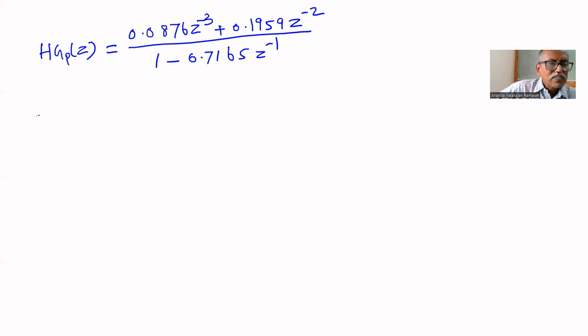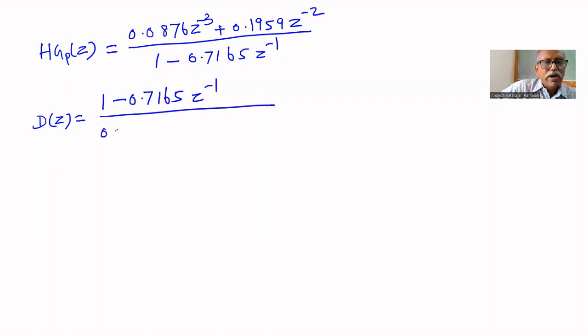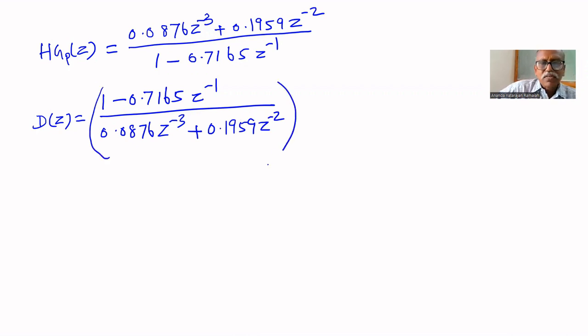Therefore, D of z, you have to write 1 by HGP of z. Therefore, 1 minus 0.7165 z power minus 1 upon 0.0876 z power minus 3 plus 0.1959 z power minus 2. We will get this for 1 by HGP of z.